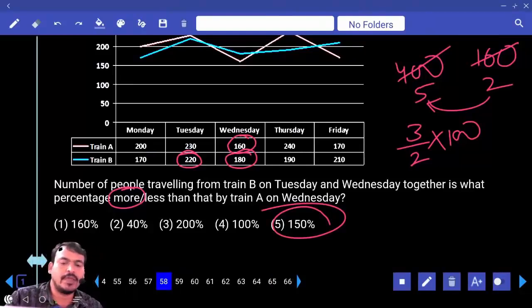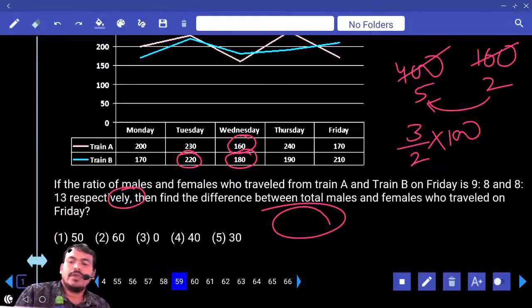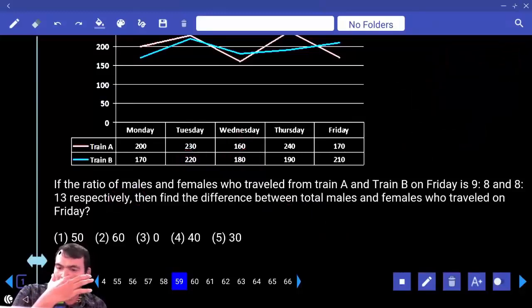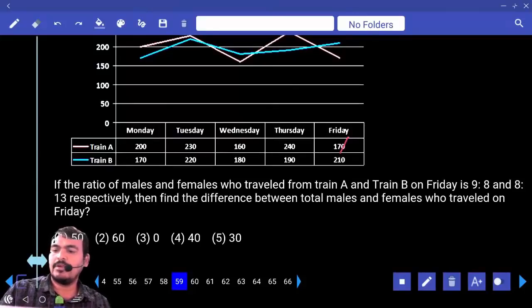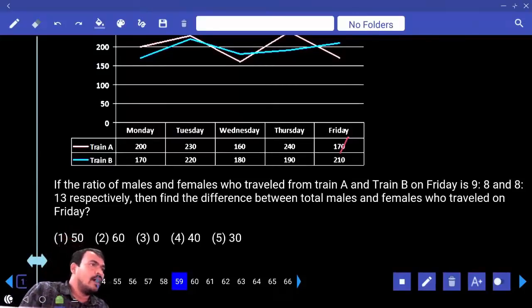Next, question number 59. If the ratio of males and females who traveled from train A and train B on Friday is given as 9:8 and 8:13 respectively, then find the difference between the total males and females who traveled on Friday or not? Okay. First, train A on Friday 170 or not? 170. Train B on Friday 210 or not?